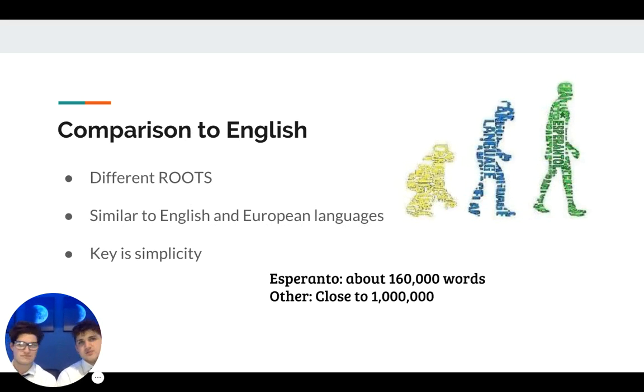So now let's talk about the comparison to English. So the whole idea in Esperanto is different roots. And I'll kind of explain that. So when you say maki in Esperanto, it's similar in the sense of it means? In English, it means mock. Mock. So you can see they're very similar, but however there's differences.